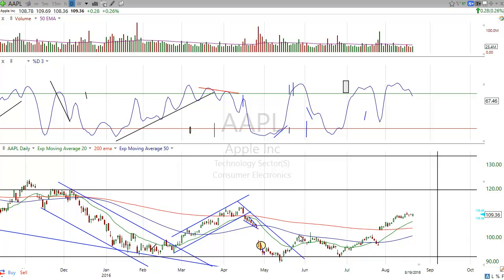Some cases will come back up to the 50. Some cases will hold the 20. Some cases will hit a double bottom. Some cases will break back up and open up at the 200.